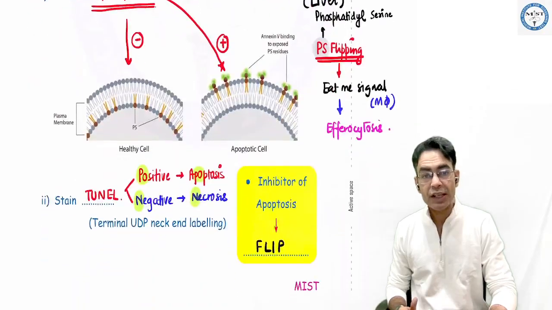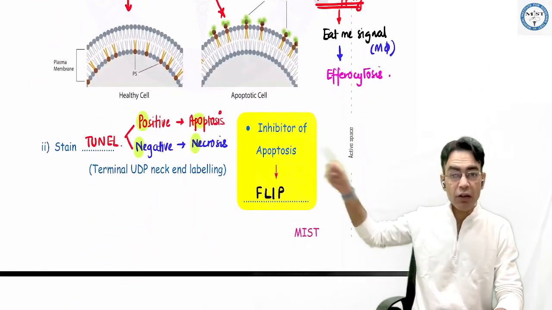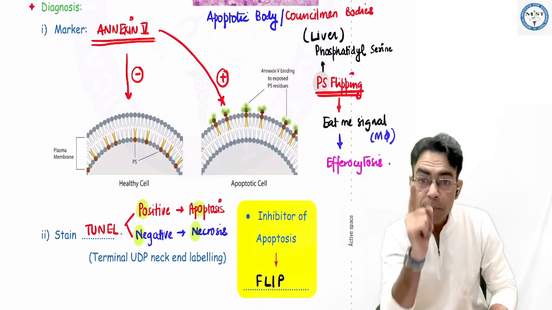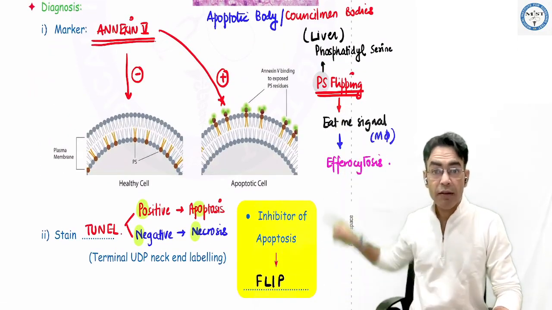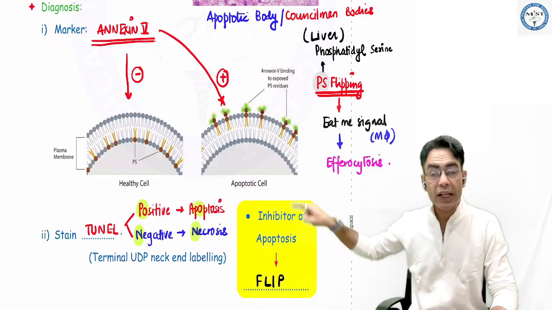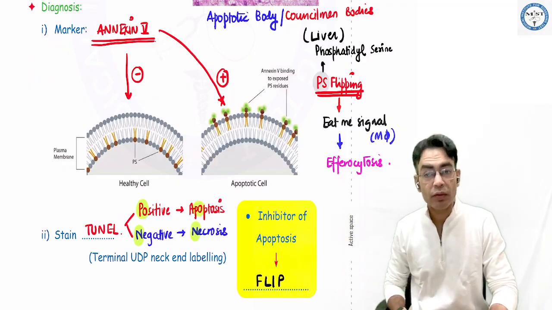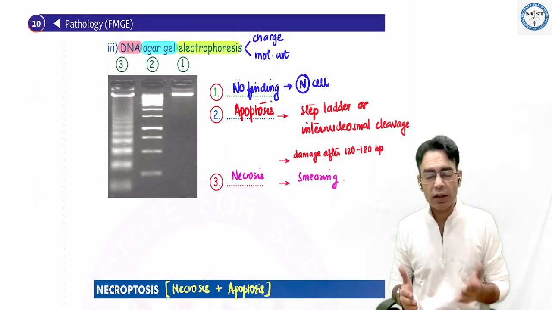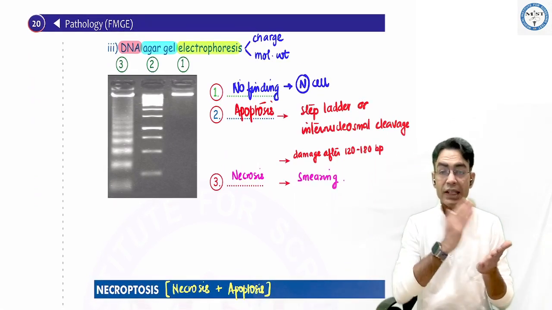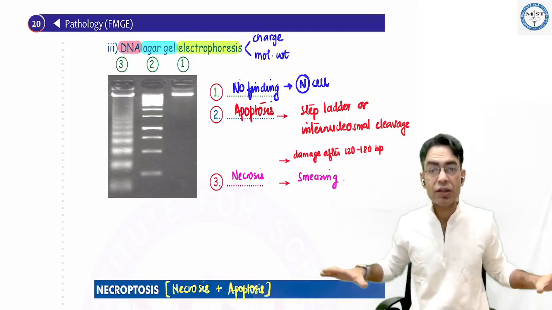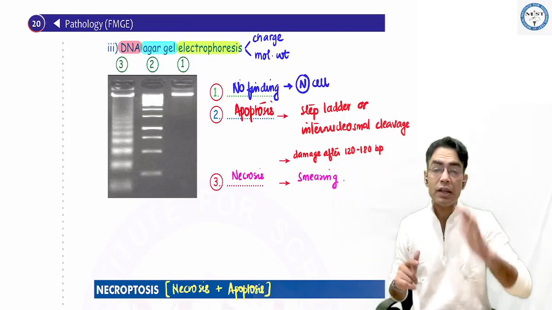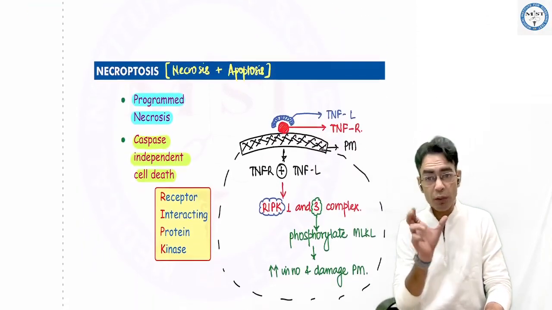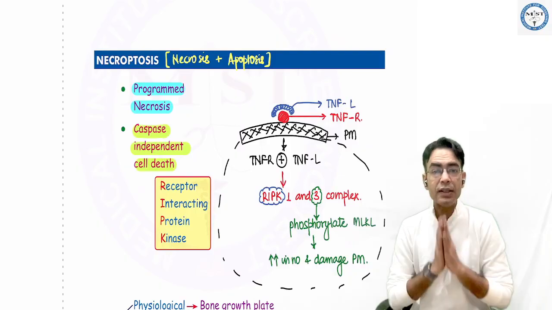The stain for apoptosis is TUNEL, and the inhibitor of apoptosis is FLIP. FLIP and flipping are different, okay? Flipping is the initiator; FLIP protein, like an inhibitory protein, is the inhibitor of apoptosis. Then on DNA agarose gel electrophoresis, no finding means a normal cell. If there is smearing, the entire DNA structure is damaged, then it is called necrosis, and a step ladder pattern will be apoptosis. Necroptosis is when both of them are going together.